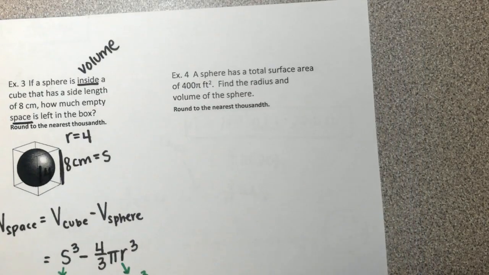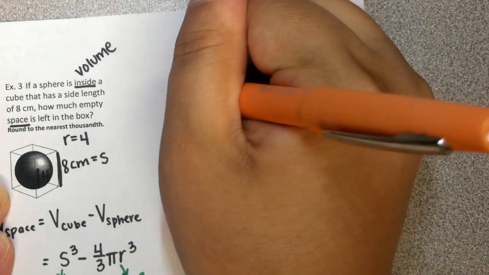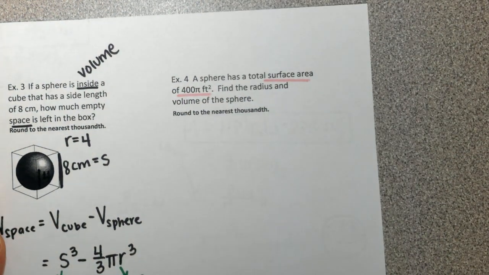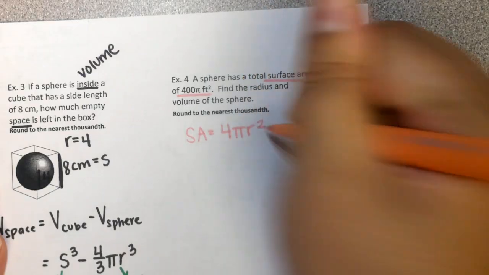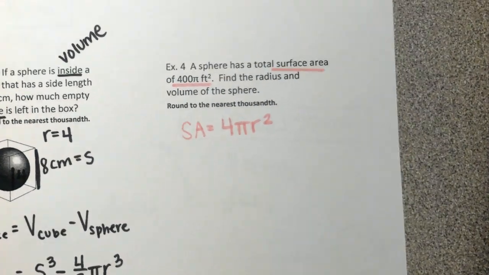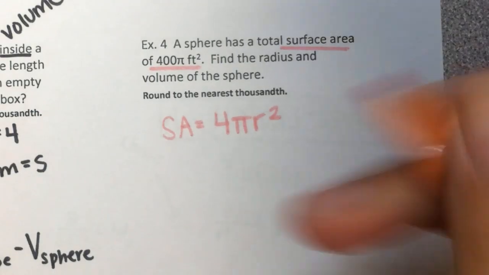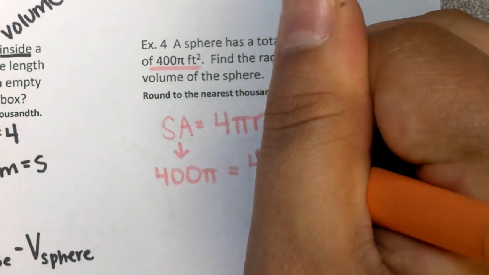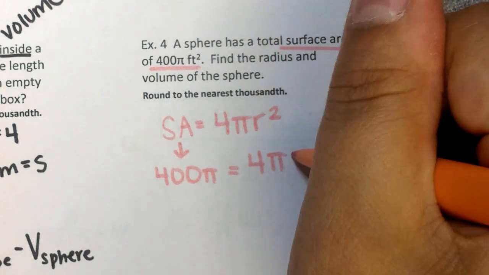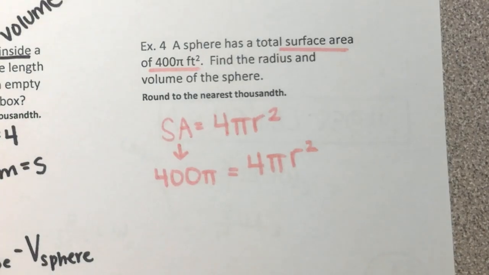All right. This next one says, a sphere has a total surface area of 400 pi feet squared. Find the radius and the volume. So what do I know? And what do I know about the surface area of a sphere? I know the formula for surface area is 4 pi r squared. Well, what is my surface area? Do I know r? No. How do I do this?